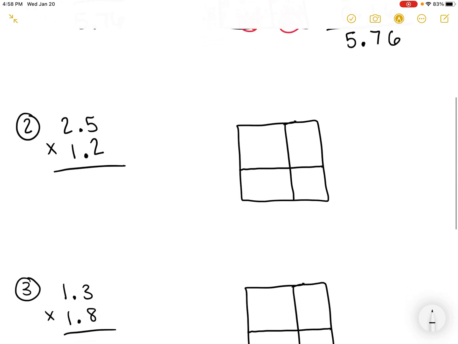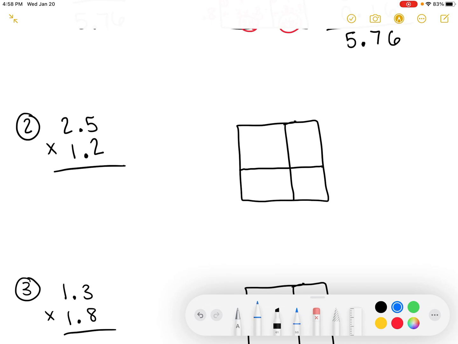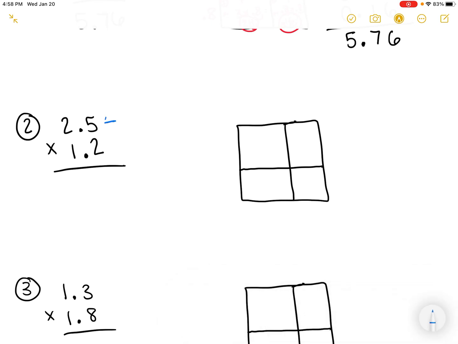Let's try another example. Number 2, we have 2 and 5/10 times 1 and 2/10. So let's break up these numbers and put them on our box. So we have 2 and 5/10, and then we have 1 and 2/10. Now let's find the partial products for each box. So remember, you look up and to the side to see what numbers to multiply. So the first one would be 2 times 1, which equals 2. Then for the next one, we have to look up and to the side. It would be 5/10 times 1. Remember, anything times 1 is itself, so it would be 5/10.